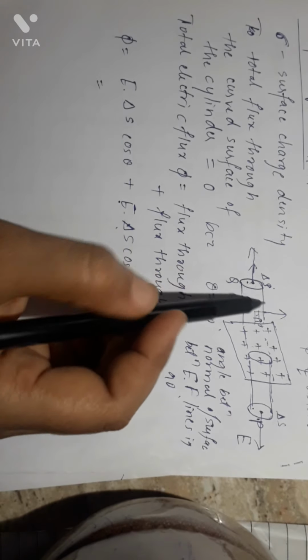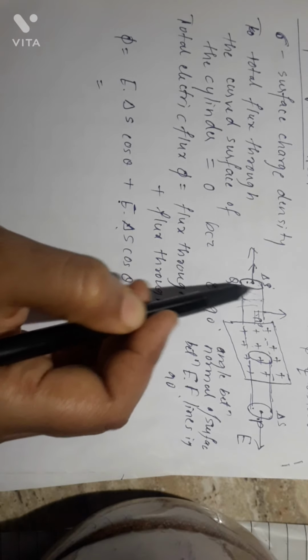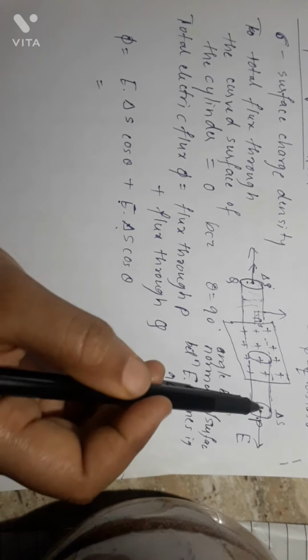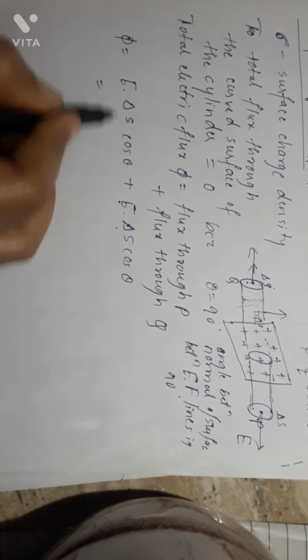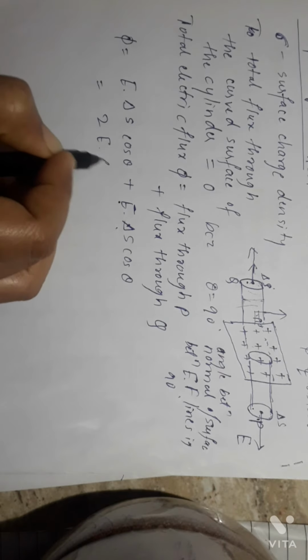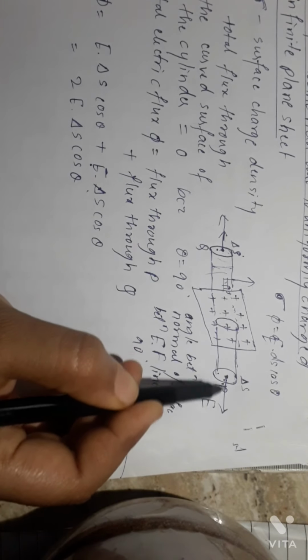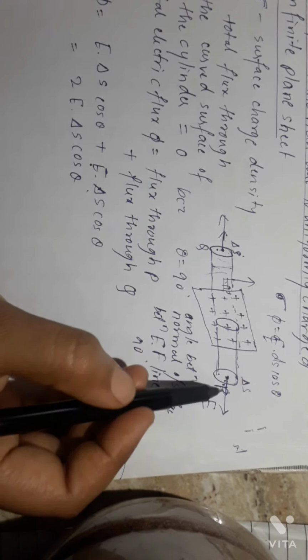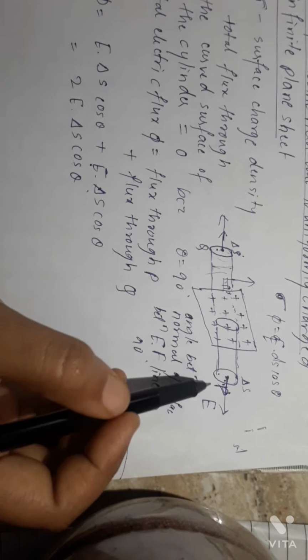Delta S is the same here, since the cylinder has equal cross sections: the area of cross section of these two surfaces is equal. So both are the same, and the total will be 2 E delta S cos theta. I have to see theta here. Theta is the angle between the normal of this surface and the electric field line, which will be 0.